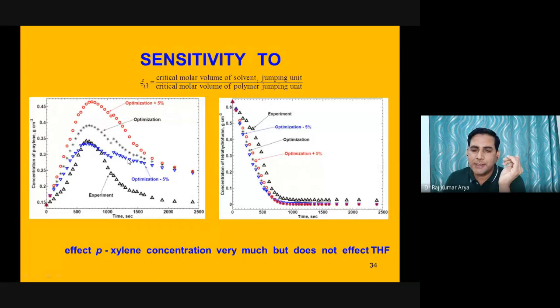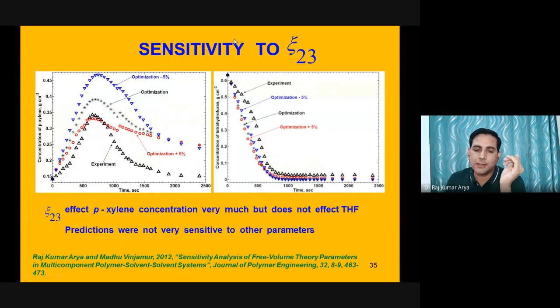Same thing for this zeta 1, 2, 3. So with all this optimization work and simulation, in case of the ternary system, what we found is that the interaction parameters are not significant for the highly volatile one, but they are most significant for low volatile components. So a lot of care needs to be taken just to optimize this parameter. And this work we have published in the Journal of Applied Polymer Science.